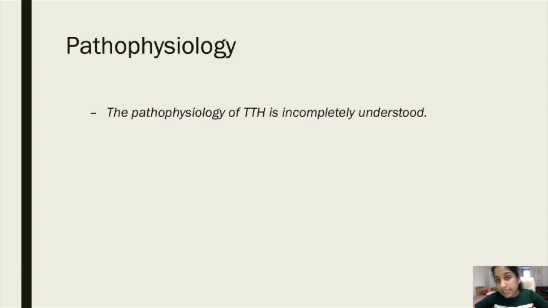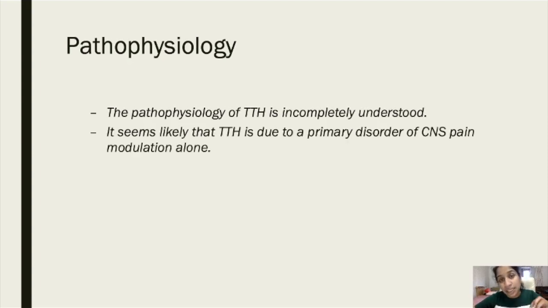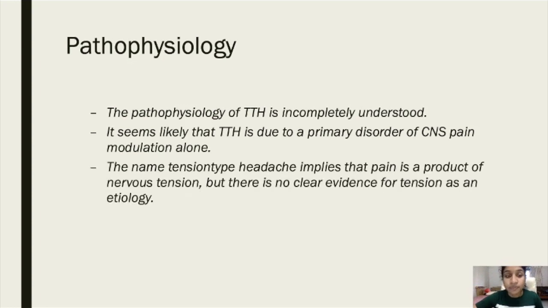The pathophysiology of tension type headache is incompletely understood, so it's not known, and it seems that tension type headache is due to a primary disorder of central nervous system pain modulation alone. So there is a problem in the pain modulation system of the central nervous system. It is a primary disorder, and the pathophysiology is not known. The name tension type headache implies that pain is a product of nervous tension, but there is no clear evidence for tension as an etiology.